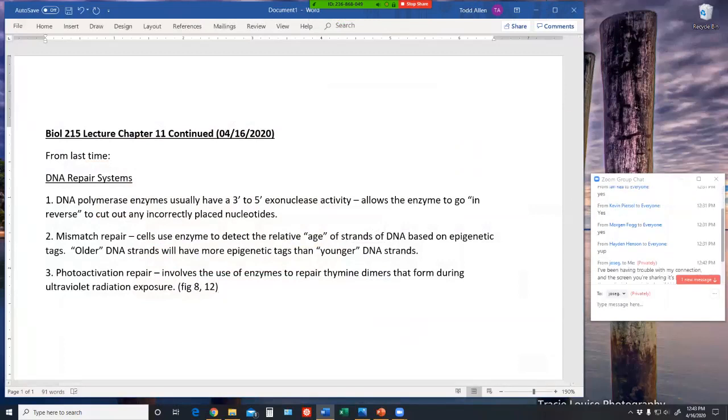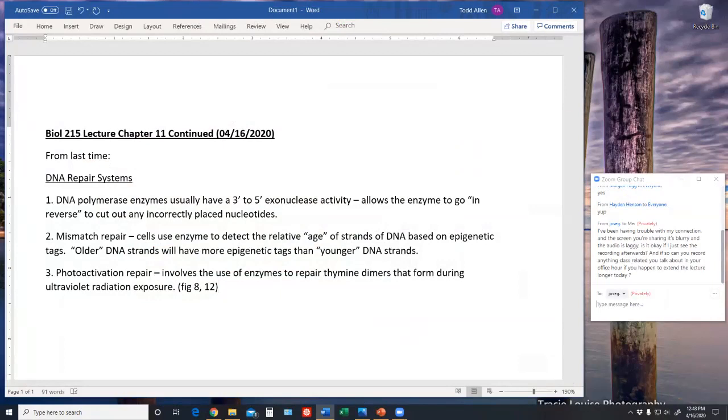So light damages the DNA, but then light is the mechanism that fixes it too? Correct, Hayden. In this particular case, there's an enzyme that's actually activated by being hit by photons of light. So it knows to become active when it gets hit by light, and it actually goes around in the cell scanning for errors. And if it finds them, it repairs them as best it can.